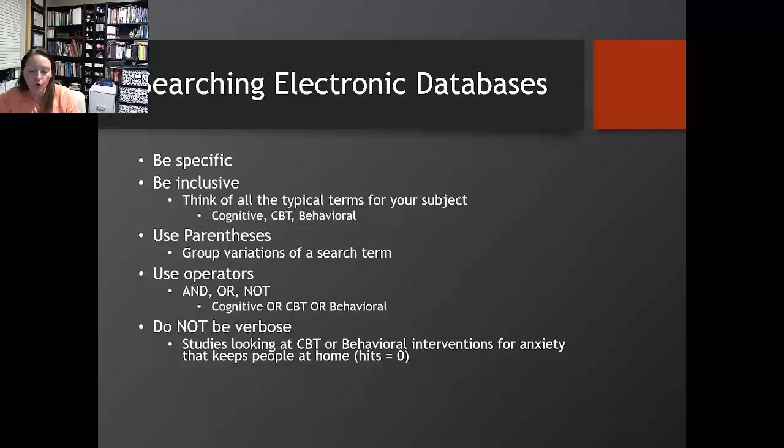And then don't be verbose with what you're typing into the search bar. If you type in a really long thing that you're interested in looking at, it's not going to get you anything. If you literally type in studies looking at CBT or behavioral interventions for anxiety that keeps people at home, that's really not going to get you anything. Or it's going to get you way too many things, a lot of which have nothing to do with what you actually hope to look at.